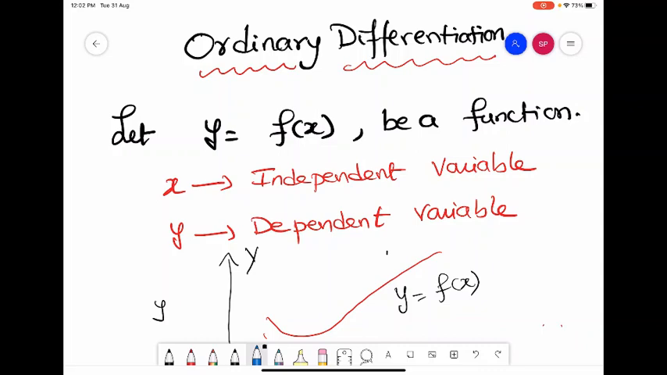Let y is equal to f of x be a function. You would have learned in your earlier classes, when a function is given, it can be put in the form of y is equal to f of x. In this we call x the independent variable and y the dependent variable. y is a function of x.